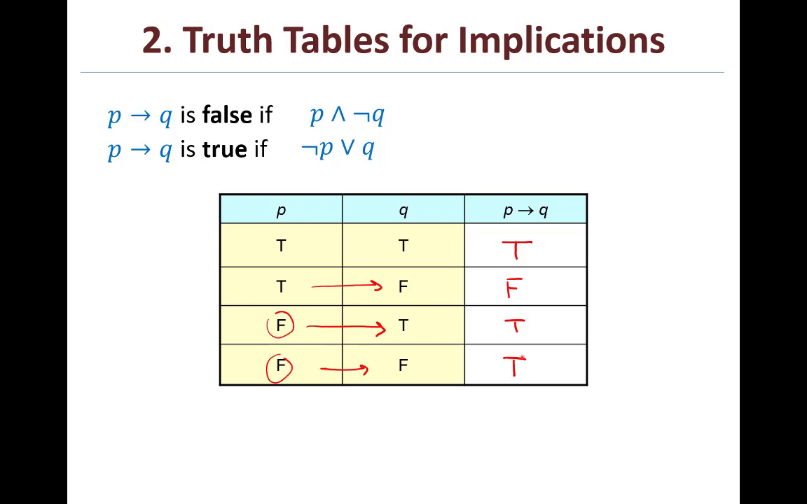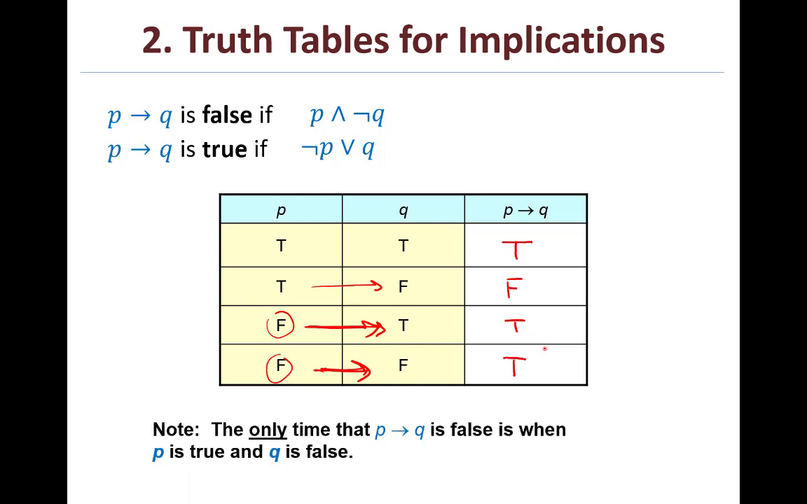And this is what a lot of people find a little mysterious and confusing. How can you have an implication, false implies true, and that's a true implication? Or false implies false, and that's a true implication? It's just the way it is. It's just a little bit weird. The only time that P implies Q is false is when P is true and Q is false. This is the situation of the counterexample.